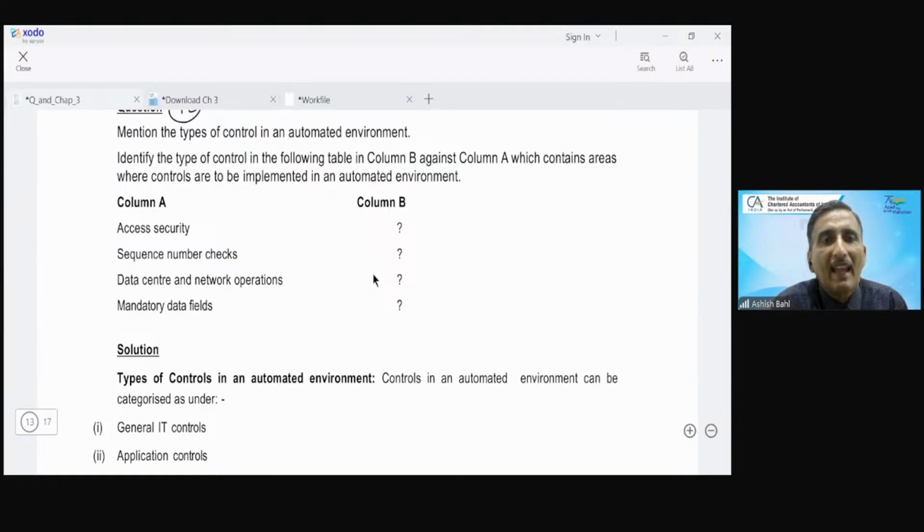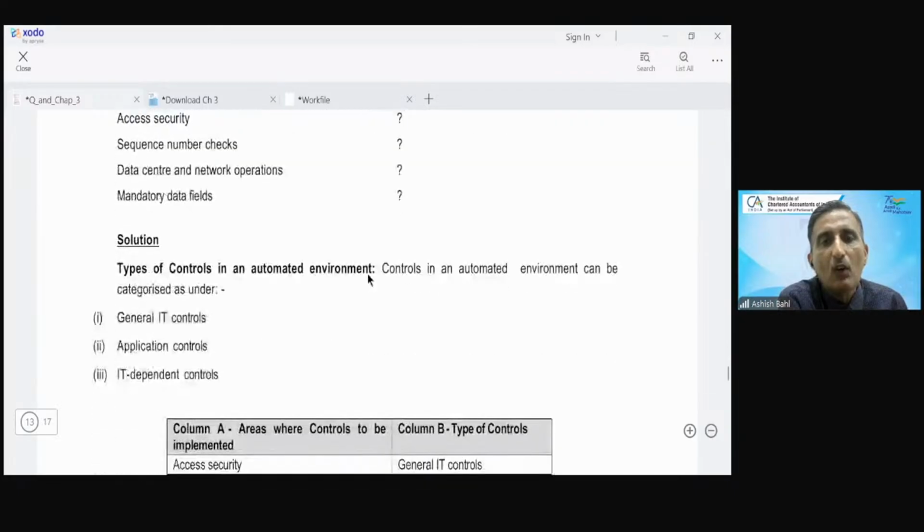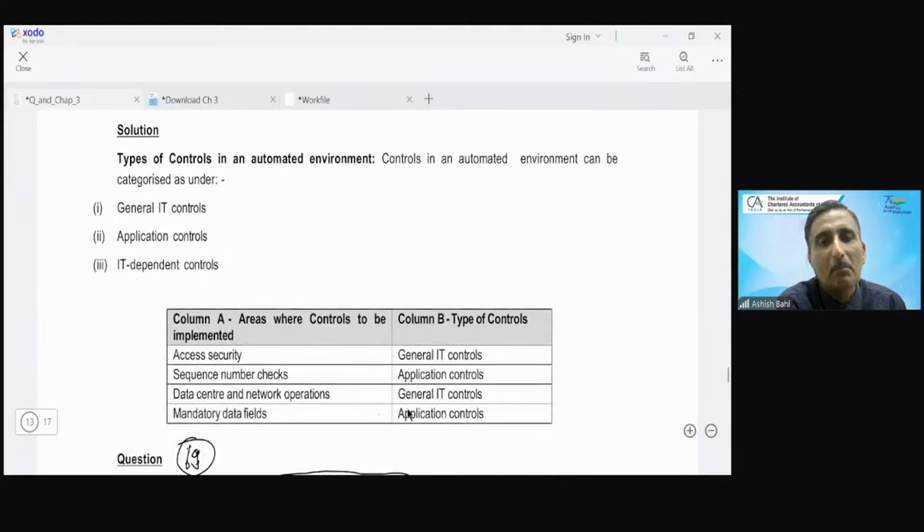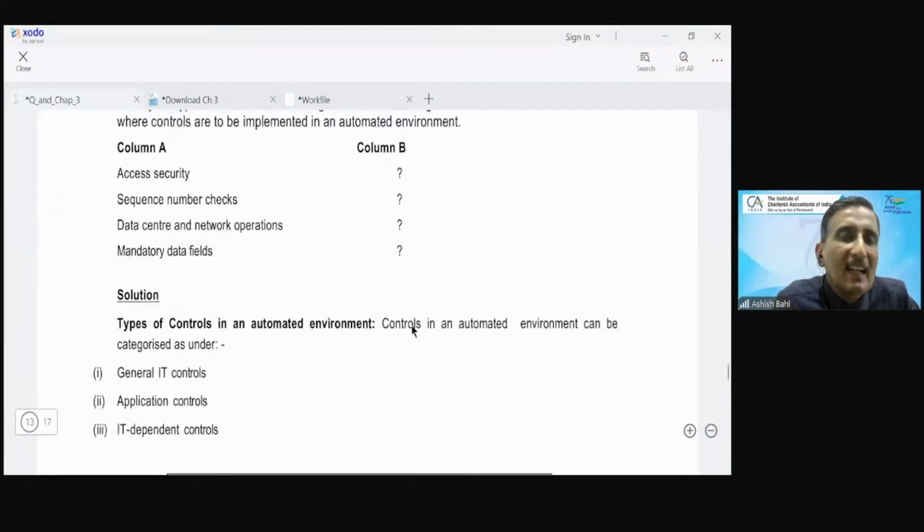The first type of control, access security control, and data center and network operations, are examples of general IT controls. Whereas sequence number checks and mandatory data fields are examples of application controls. Because data center and network operations affect the whole system from where data is controlled, so this is across applications. So it is an example of general IT control.